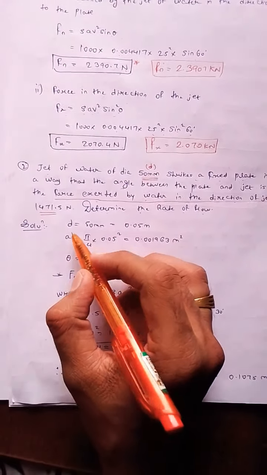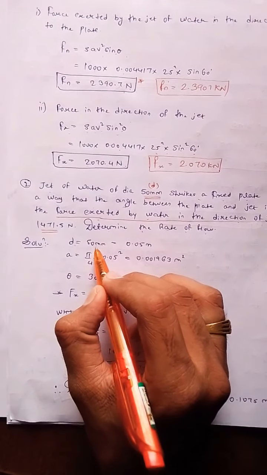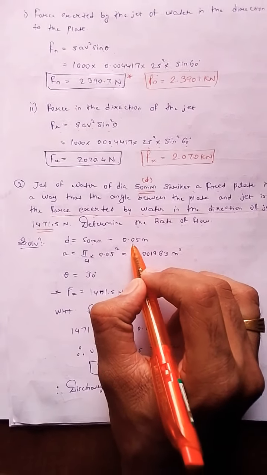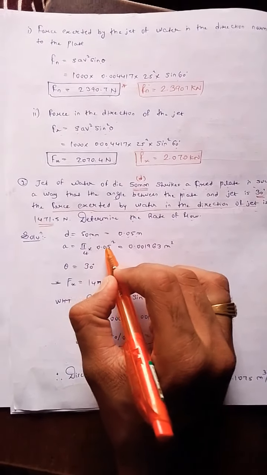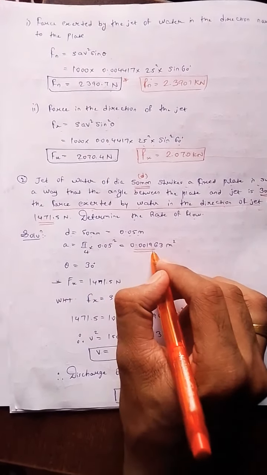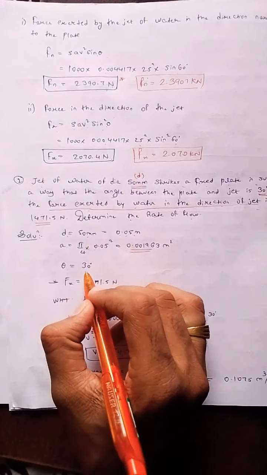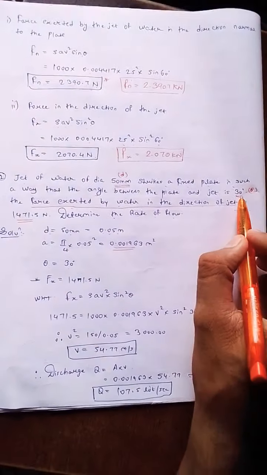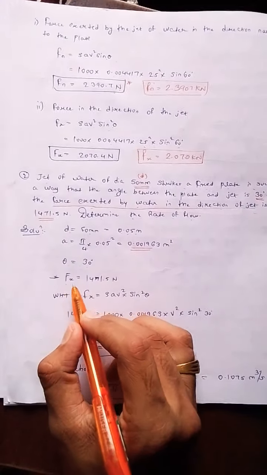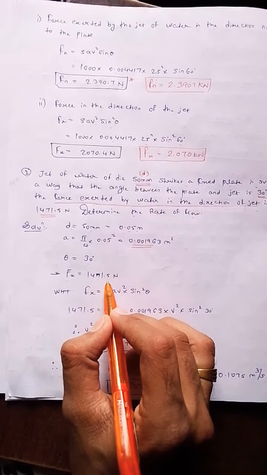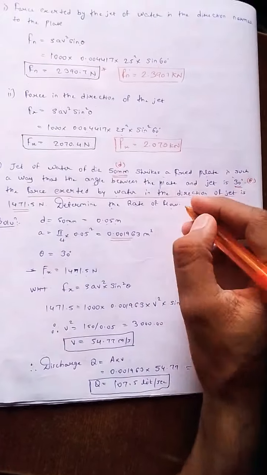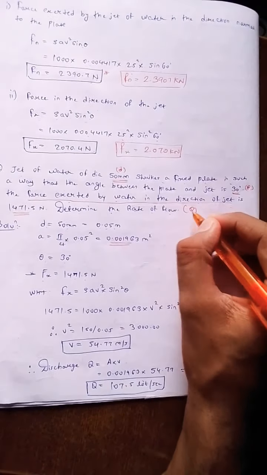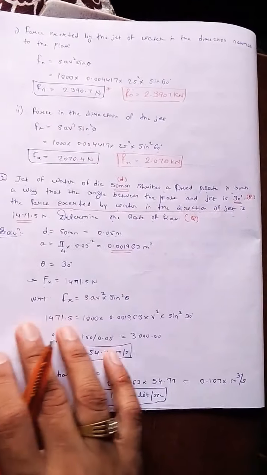So we will be writing all the given. First given is d equal to 50 mm. So we will be converting into meters, 0.05 meter. Next is area equals pi by 4 d square. So this is the area of the jet. And next is theta is 30 degree. They are given in the question. Okay, and one more thing, Fx equal to 1471.5 Newton. So our aim is to find the value of Q, correct, rate of flow or discharge.